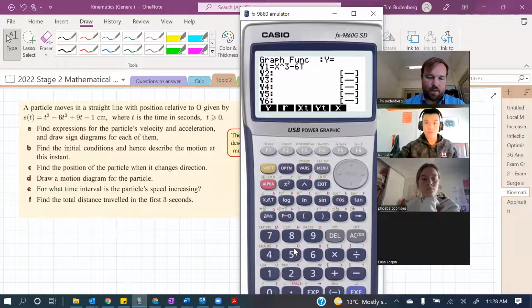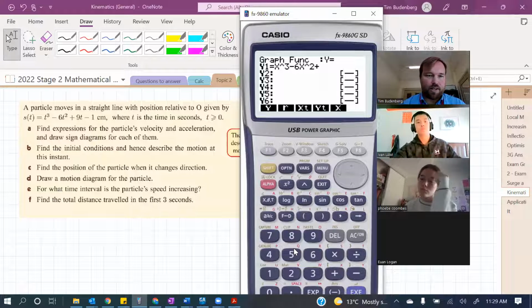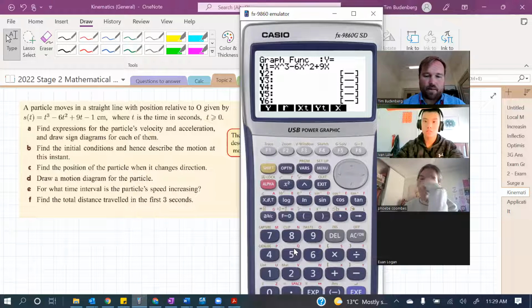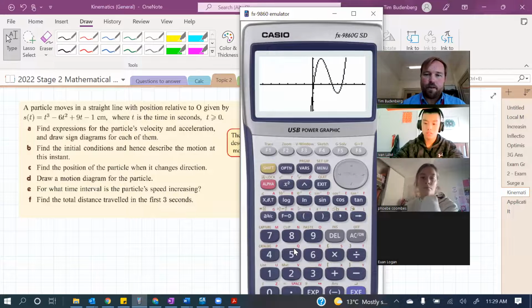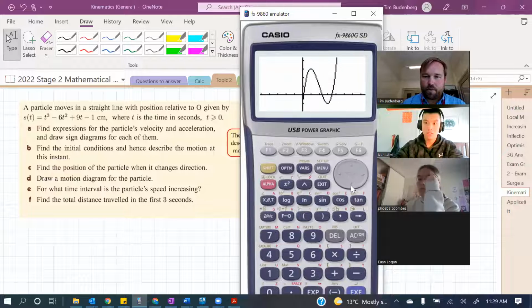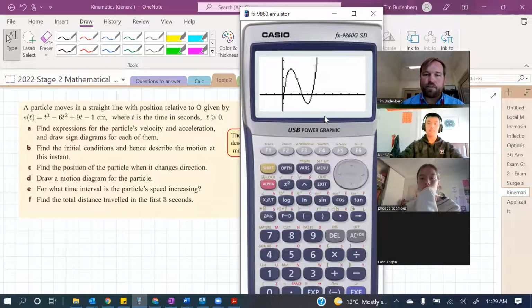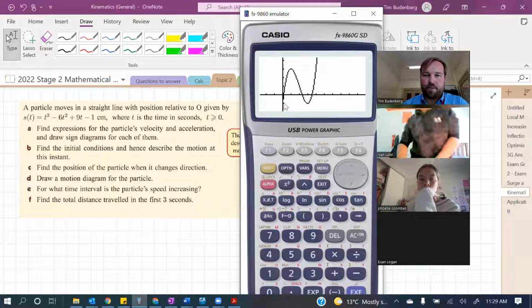Minus 6t squared, 6x squared. Your calculator won't understand t, so don't put t in there. Put in x. 9x minus 1. All right, so what this particle is doing, it is starting somewhere here.